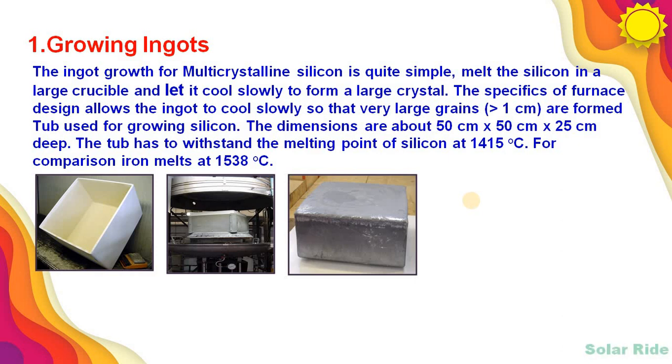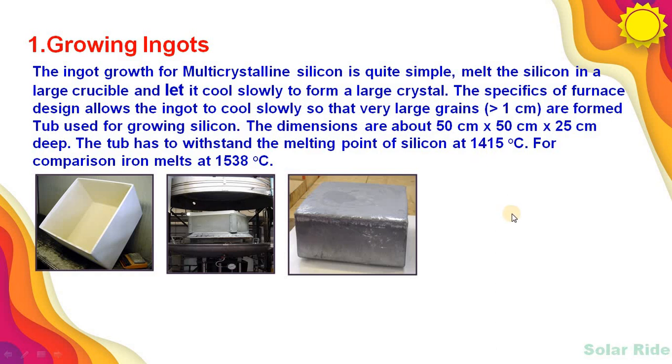Tub used for growing silicon. Here you see this is a tub, this is a furnace. In that, the silicon raw material will be loaded, and then heated up to 1538 degrees. The melting point is 1415 degrees Celsius.